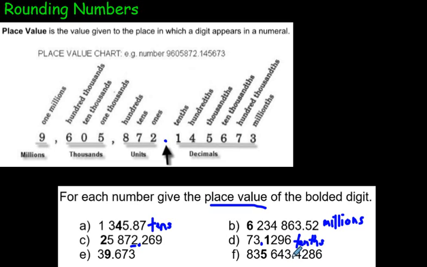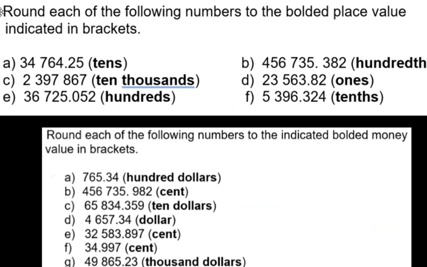And the last one here, the 5 over here, which is the bold digit, it is in the, start at the decimal, 1, 2, 3, 4. So ones, tens, hundreds, thousands. The 5 is in the 1000 spot. Okay, let's go to the next page to start actually rounding off.